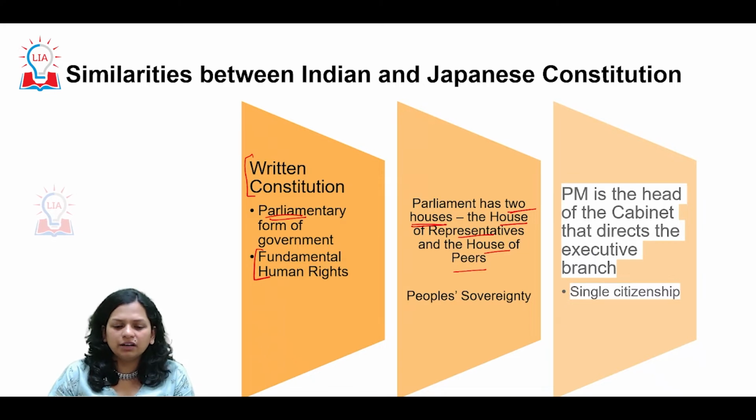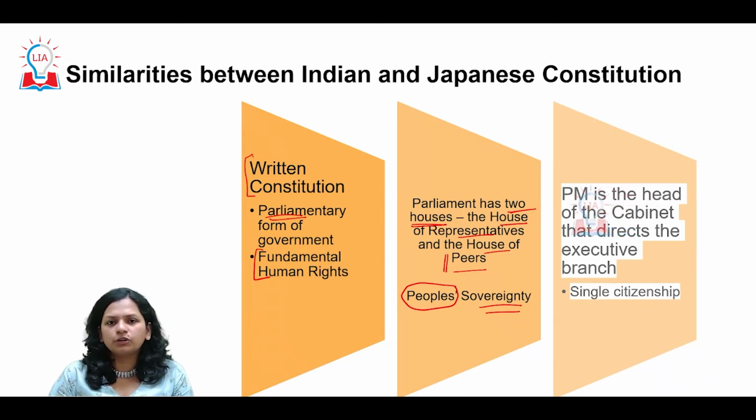All right, so here they have House of People in this regard. Both in Japan as well as in India, the public of India are the ones who have the ultimate authority. They are ultimately sovereign in the entire country, and that is again a very important thing that is similar between these two countries.